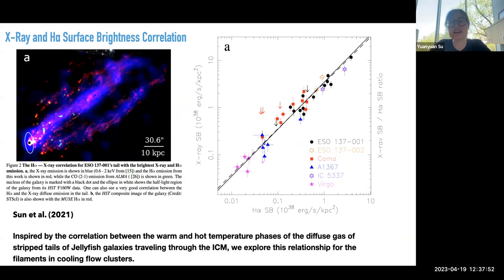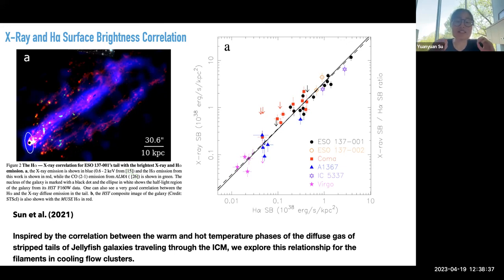And so they found that, they inspected a number of jellyfish galaxies. They found that in their tails, the surface brightness of the X-ray is highly correlated with the surface brightness of H alpha. Which means that X-ray and warm gas are definitely related in some way. Perhaps the hot gas and cold gas have been mixed together and form this warm gas, so it's related to that hot gas just cooling and forming warm gas.